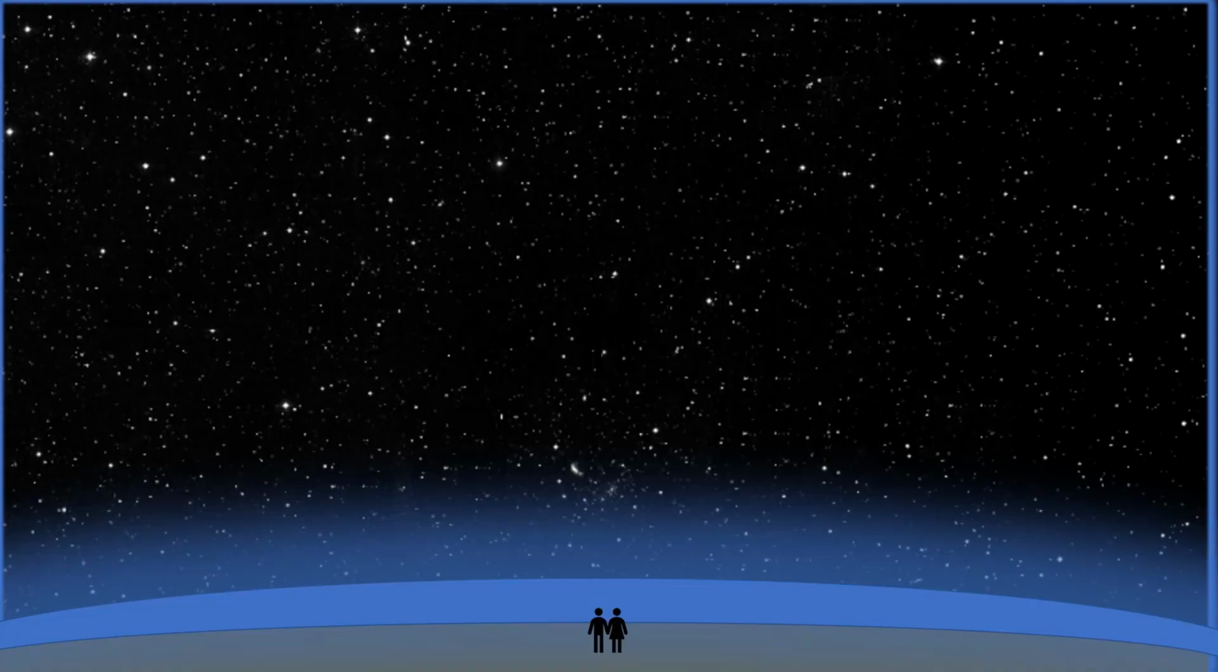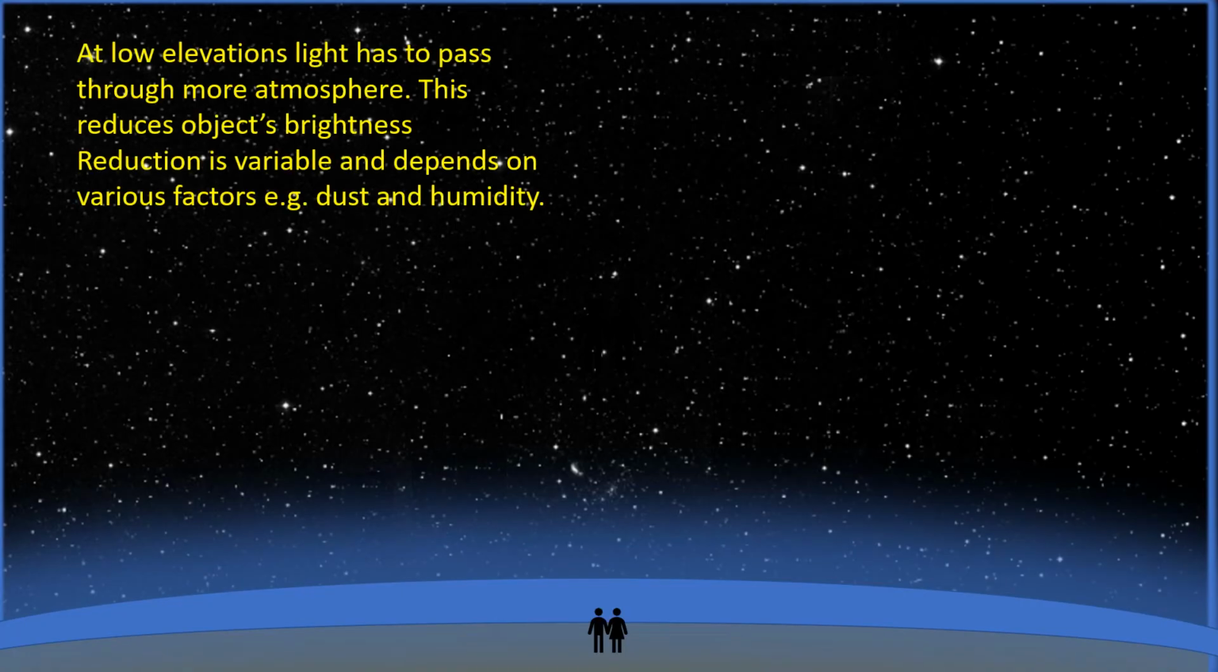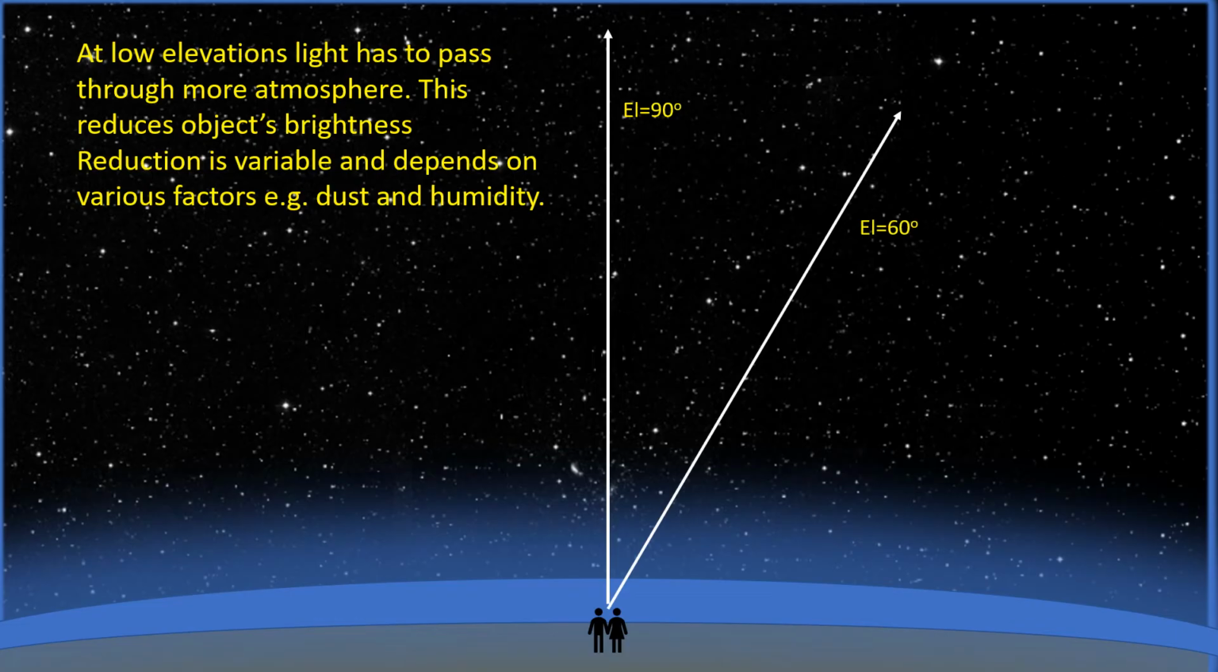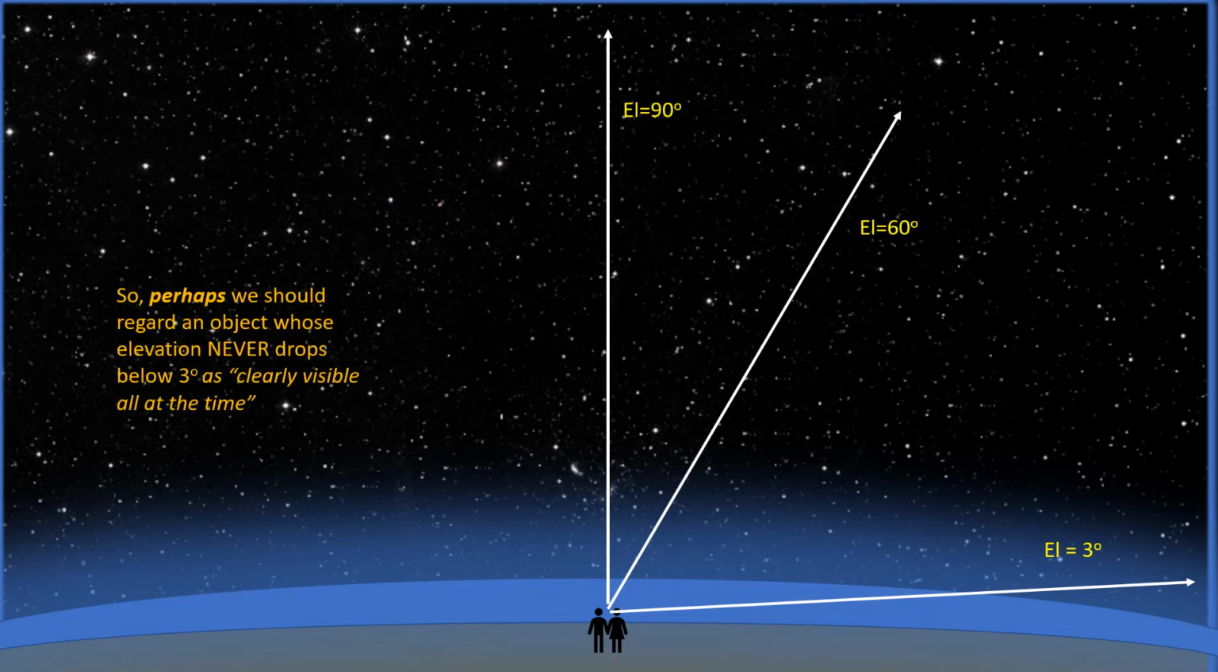The effect of the Earth's atmosphere is to reduce the amount of light getting to the observer at low elevations because such light has to pass through more atmosphere. So perhaps instead of saying an object of elevation 0 is visible all the time, we should perhaps regard elevation 3 degrees as being a more realistic limit to say this object is visible all the time.